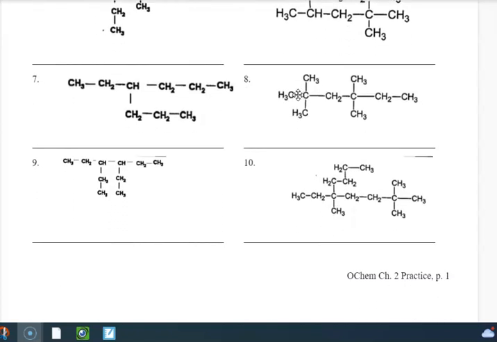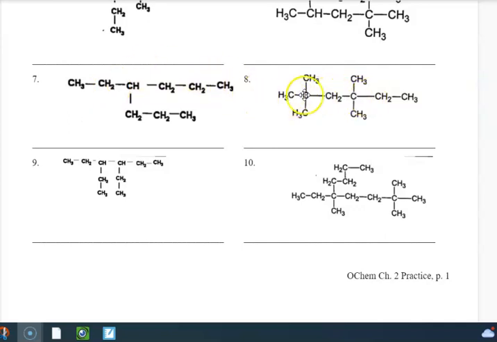And look at number 7, if you will. Your longest chain is not this 6. Your longest chain is actually this right here, this 7. So you have another heptane. And you can number it however you want because the branch is no matter what on 4. Now, what's different about this branch right here? This branch has 2 carbons. So it's an ethyl group. So you have 4-ethylheptane.